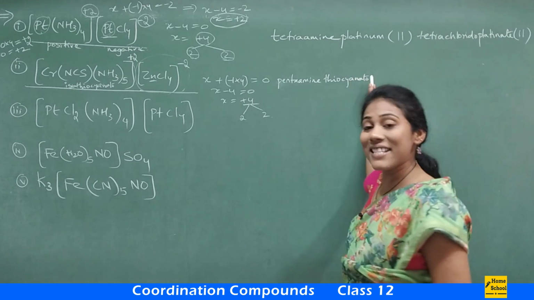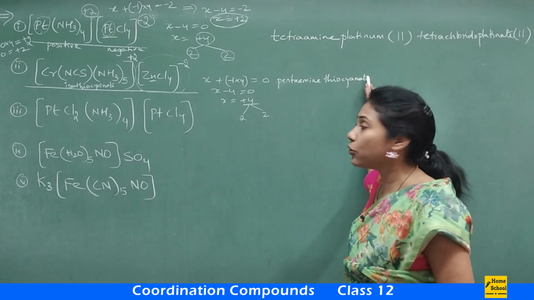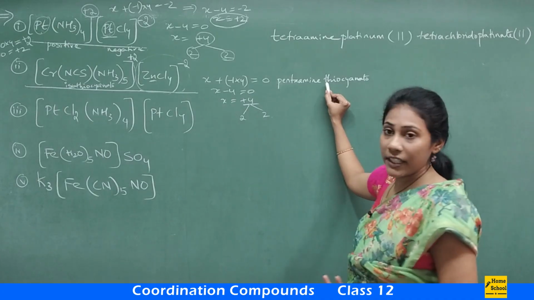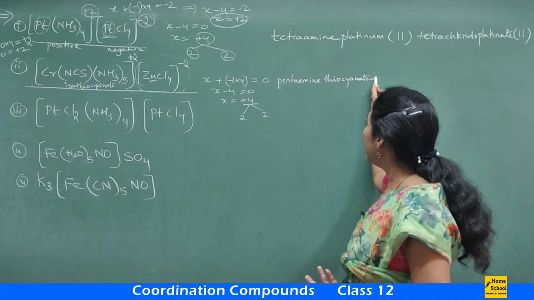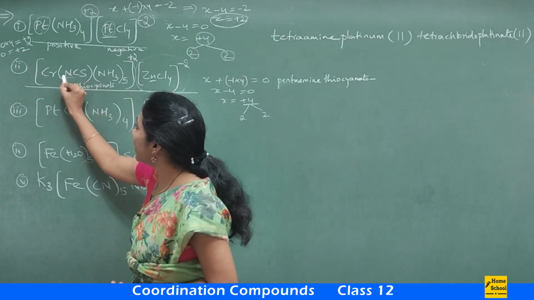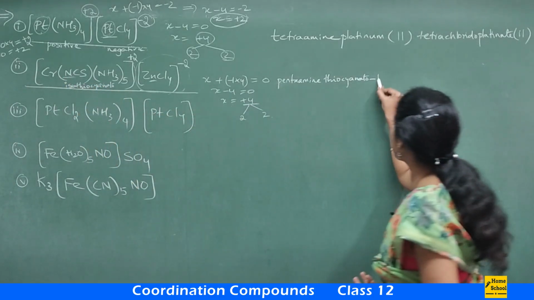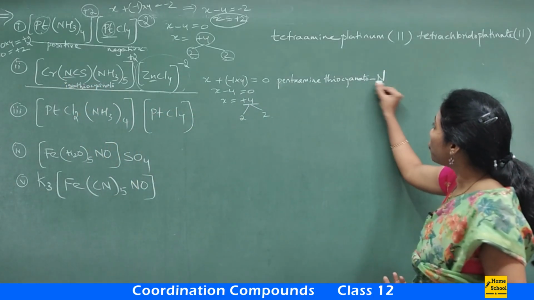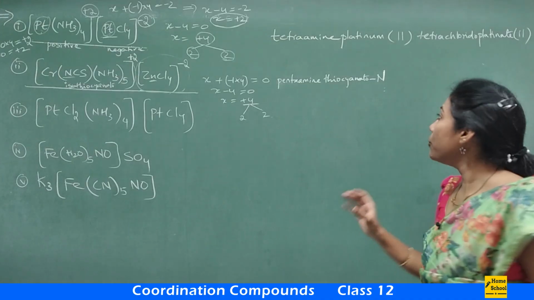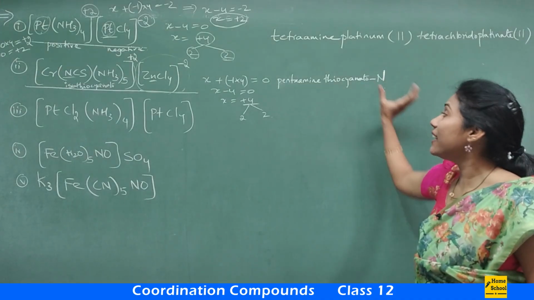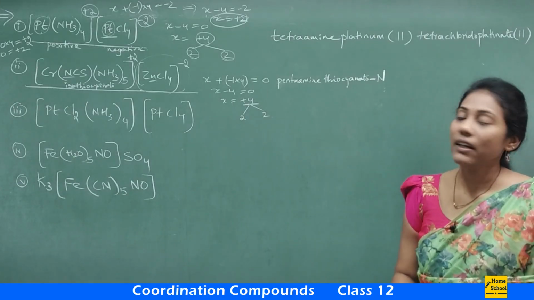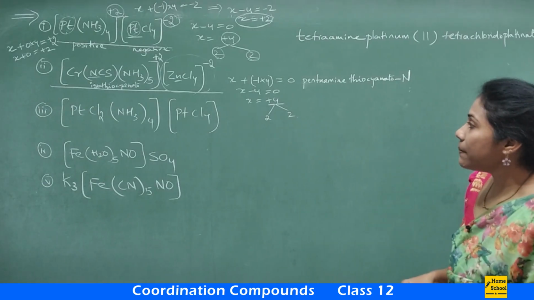You can write it as isothiocyanato also, no problem, but according to a new rule of IUPAC, I am writing it as thiocyanato, and linkage first N is mentioned, so linkage is through N. This linkage you have to mention whenever you write the name of an ambidentate ligand. Don't forget to mention the linkage, that's very important. Okay, so now the ligand's name is over.